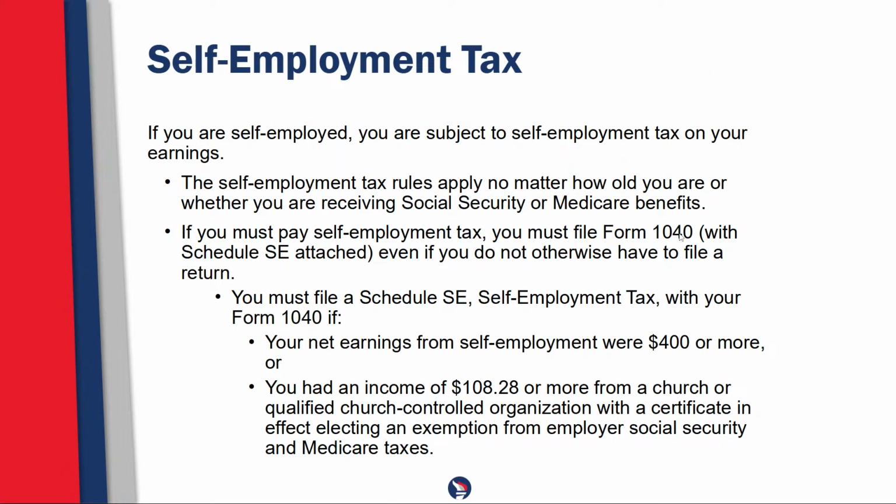So if you're self-employed, you're subject to self-employment tax. It sounds bad. It does suck, especially when you got to cut the check, but it could be to your long-term benefit, because what's self-employment tax? It's your Social Security and your Medicare tax. So you must follow Schedule SE to figure self-employment tax. If your net earnings were $400 or more, or had church income of $108.28 or more, but we're focusing just on the $400 or more.